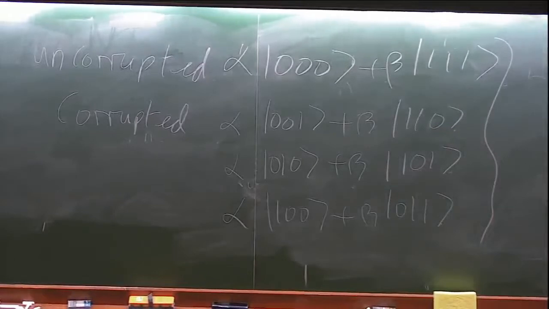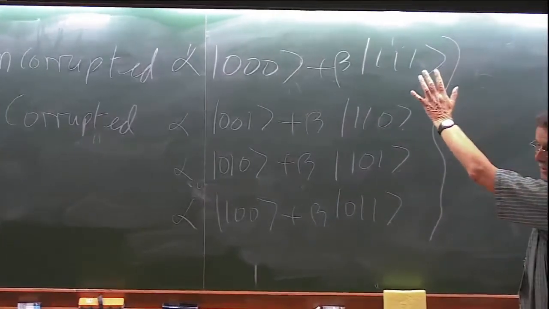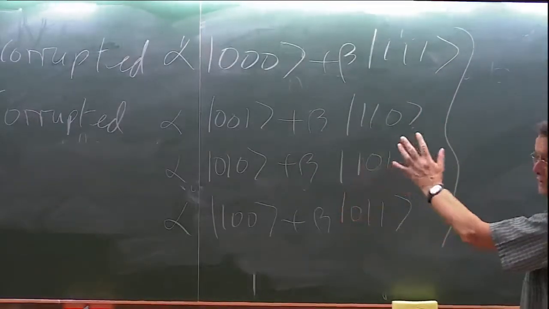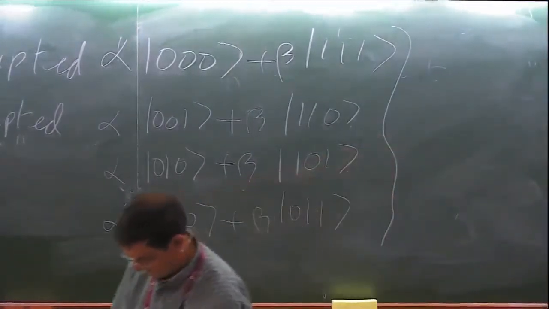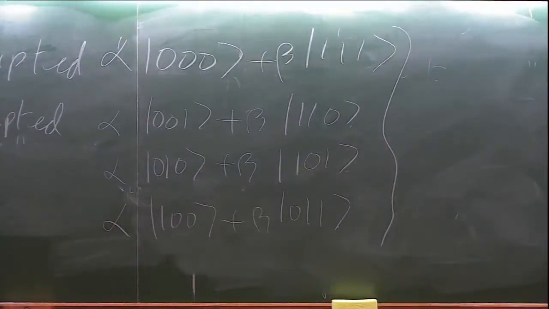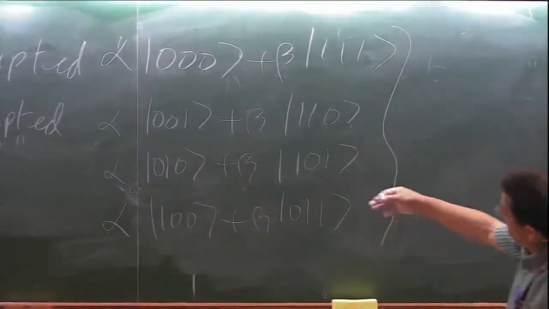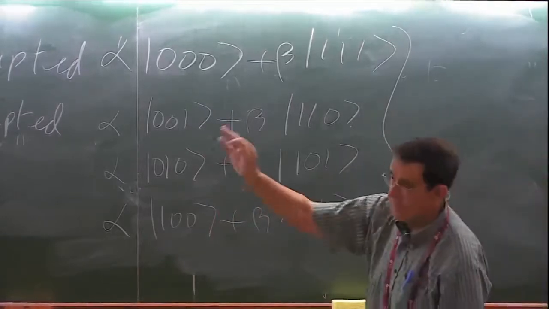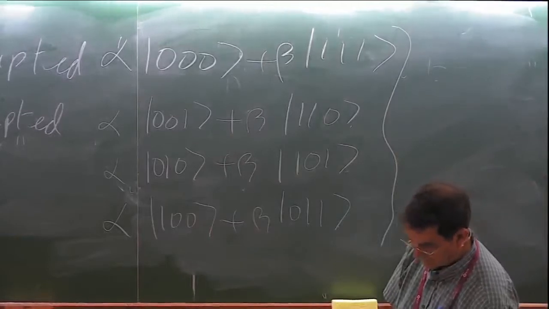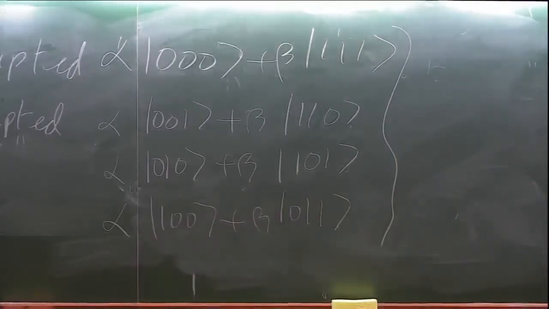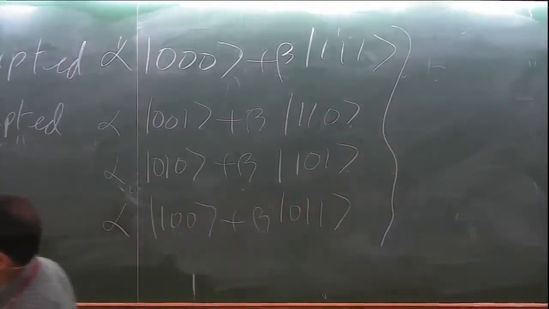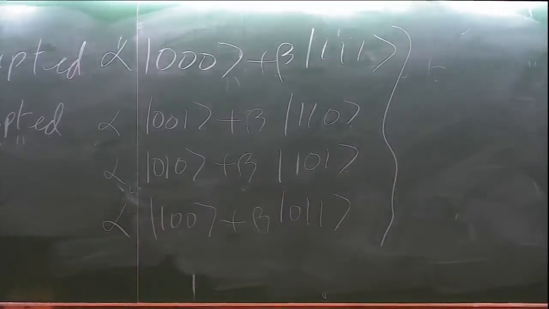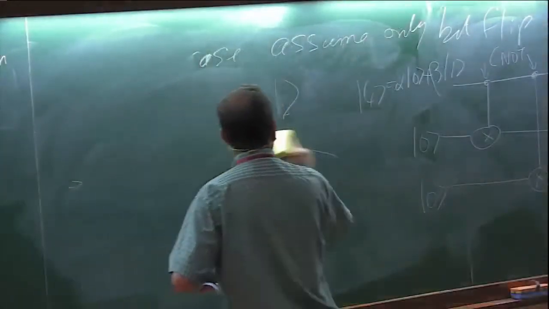So if the state is uncorrupted, we're going to leave it alone. But if the state is corrupted to one of these states, we have to first of all detect it and then correct it. And of course, we can't just measure it like that, because we destroy this coherent superposition. So it looks like at this point that it's impossible to do quantum error correction. But then it was realized that one could try the following.